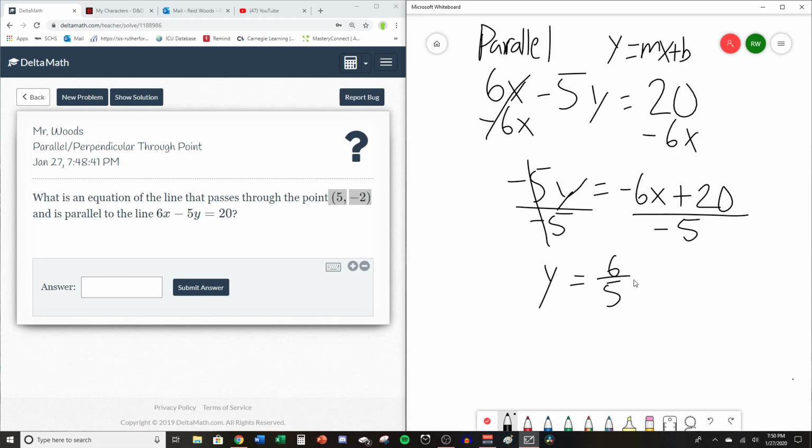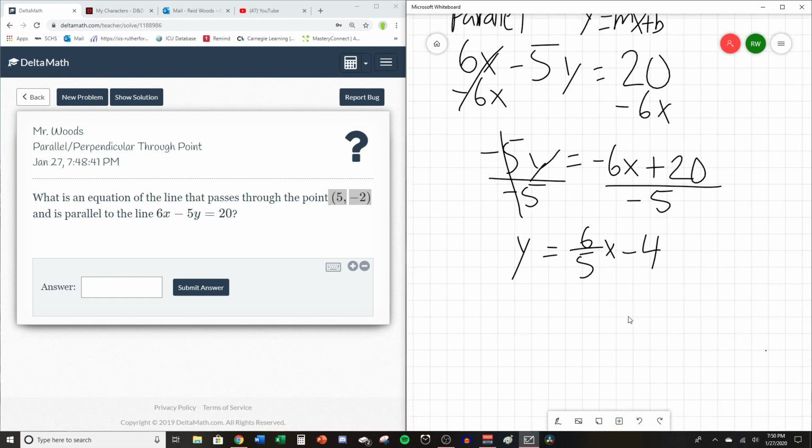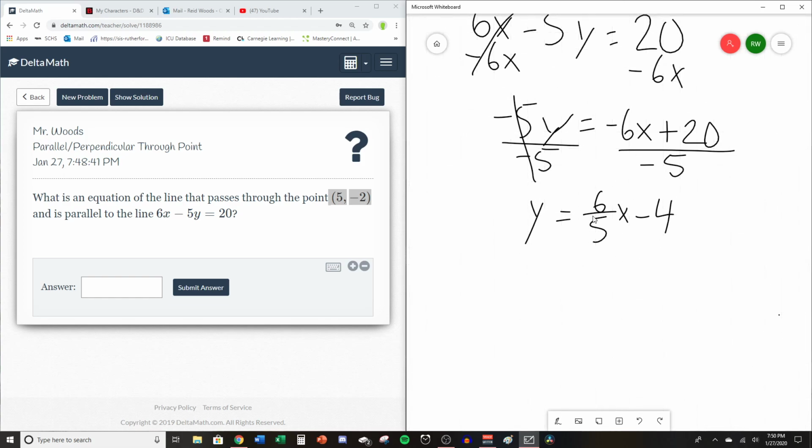The negatives go away, so it's 6 over 5. I'm going to have that x drop down. So now there's my slope, 6 over 5. And then the b term here is 20 divided by negative 5. This is a positive 20, so positive divided by negative is a negative. That's 4. So there's my actual line itself. This is what this one over here would be in slope intercept form.